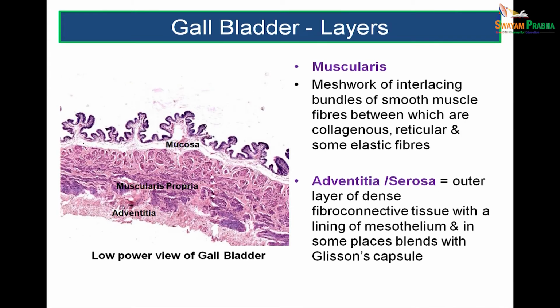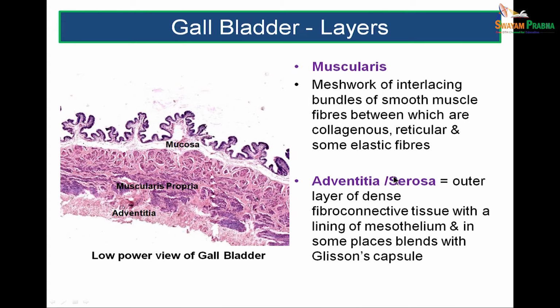What about the remaining layers? So, we are talking about now the muscularis. This muscularis is made up of bundles of smooth muscle fibers, in between which you will see collagenous, reticular, as well as elastic fibers. Outermost is a thin adventitia.